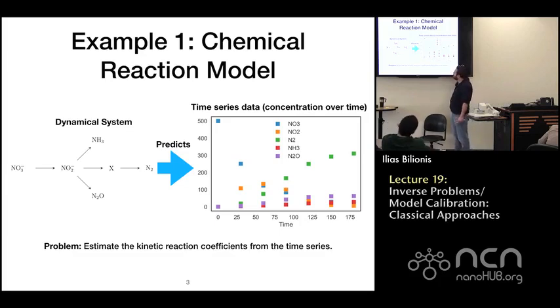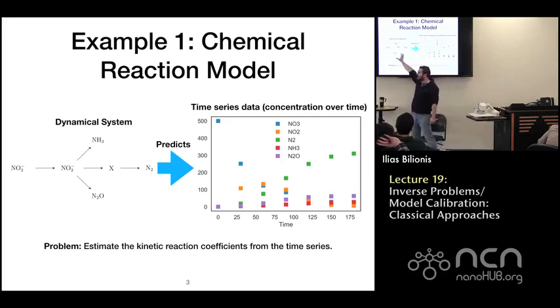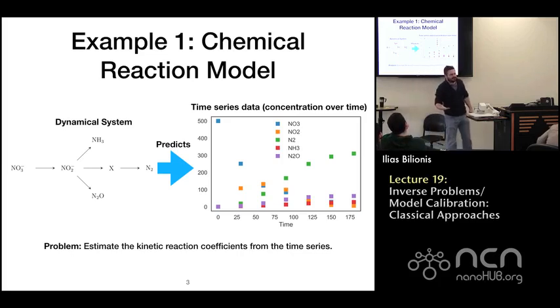And you can call it an inverse problem because your model takes you from the case to what you're supposed to measure. And we're interested in the inverse problem, which is we measure the concentrations and we go back and figure out what the reaction coefficients are. So you could call it an inverse problem, or you can call it a model calibration problem. But it's really the same thing.